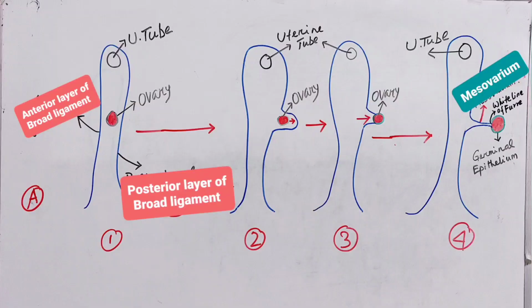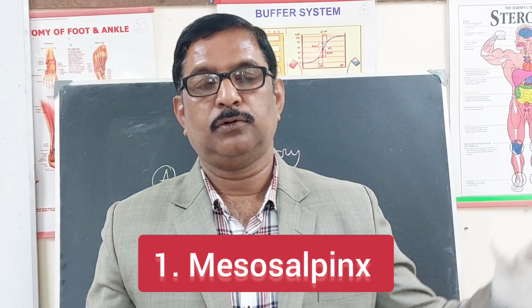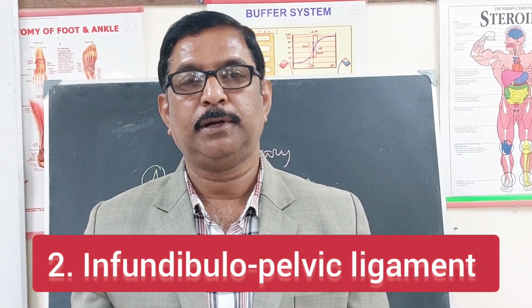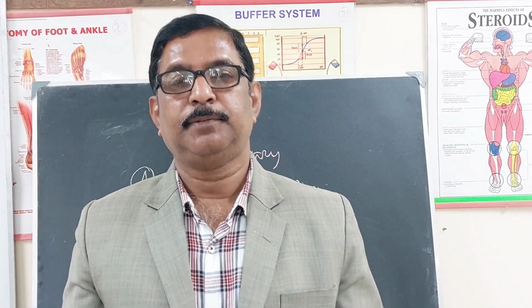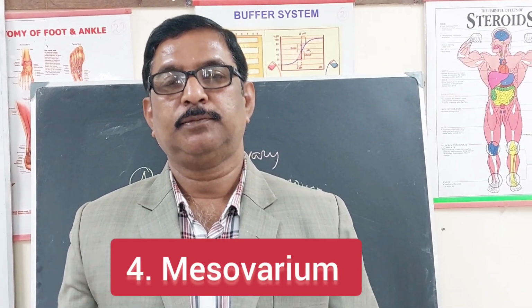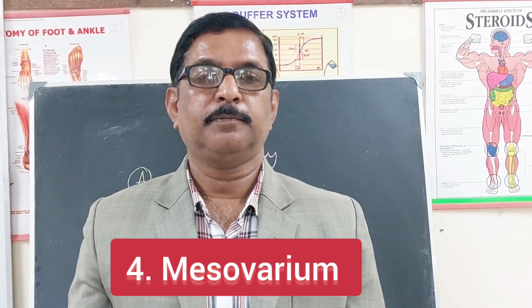So the parts of the broad ligament from above downwards: one is the mesosalpinx, then continuation to the lateral side called the suspensory ligament of ovary or infundibulopelvic ligament. Then below it is the mesometrium, the largest part of the broad ligament, and behind it, from the posterior layer of peritoneum to the anterior border of the ovary, is the mesovarium.